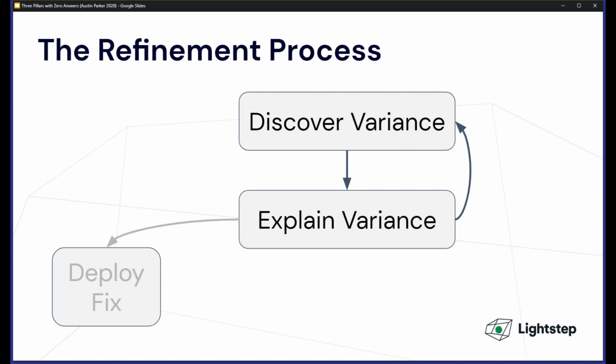So we discover a variance in our systems, usually through some sort of SLI regression. We explain it using observability tools, and that explanation is usually in the form of a new variance that we then have to explain again. We can keep doing this until we find something that we can fix, either by adding a cache or getting rid of a serialization or rolling back a release. We're looking for a variance that can be explained by a problem that we know how to solve.